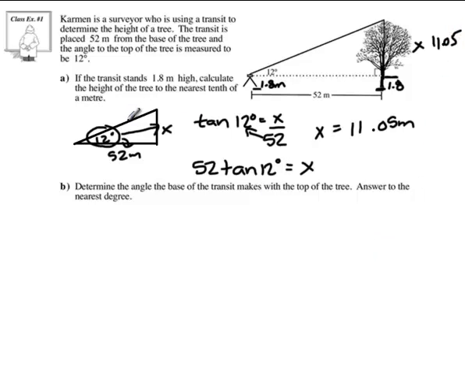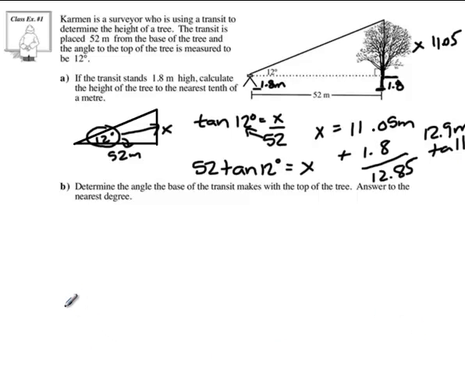Now, what they want though is the whole height of the tree. So we had to remember that this piece of equipment didn't sit flat on the ground. It was actually 1.8 meters off the ground. So to determine the full height of the tree, we have to add that 1.8 meters back. So when you add it back, I have 12.85 or 12.9 meters tall. So the tree is 12.9 meters tall.